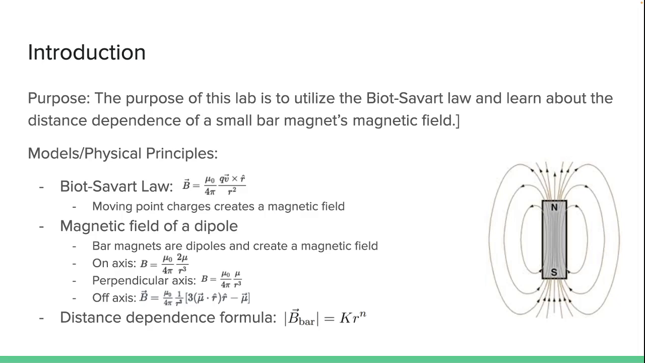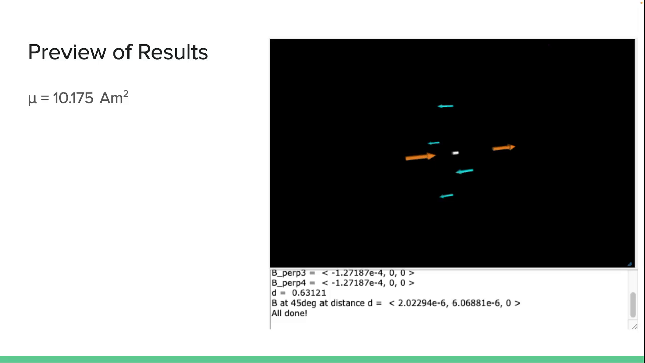There are three different formulas for whether you're on axis, perpendicular axis, or off axis for calculating the magnetic field. And also there's a distance dependence formula which relates the distance away from the object to the magnetic field.